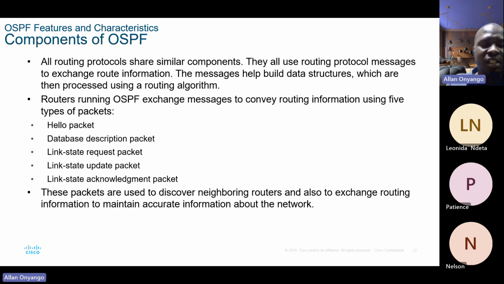Very, very important. We will also talk about another message, the database description packet. These messages are the ones we call packets.